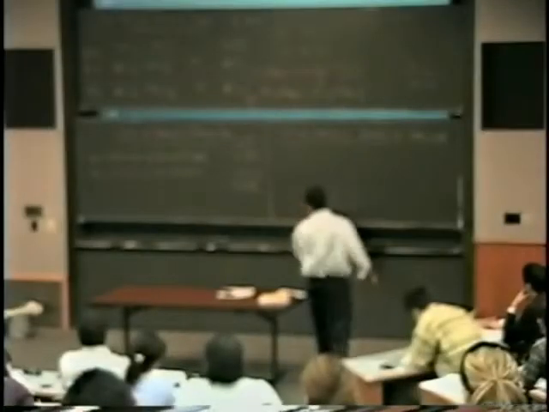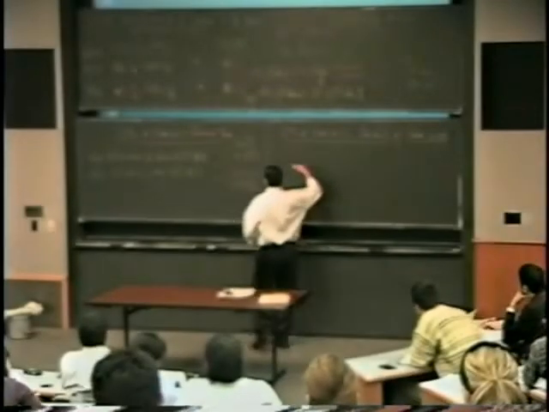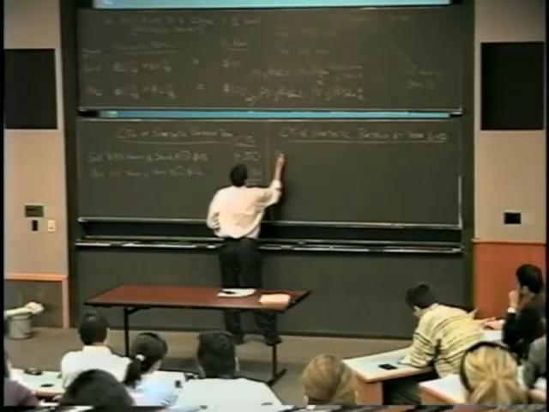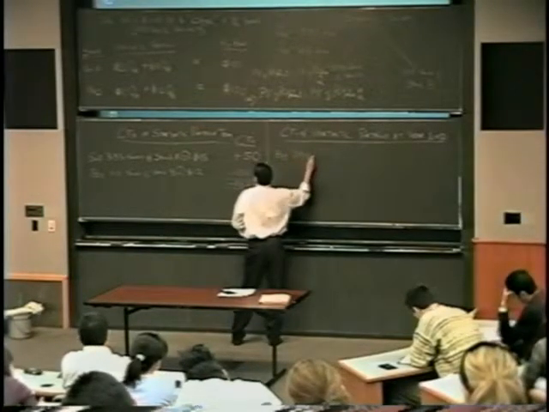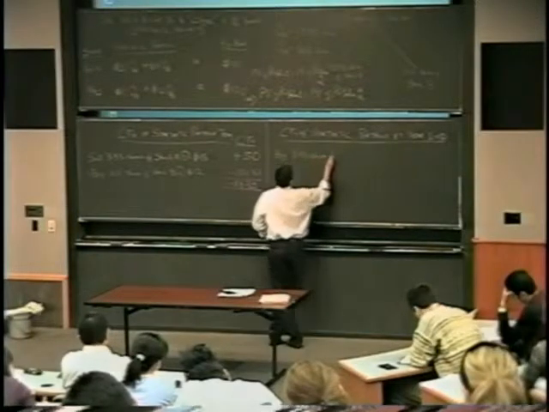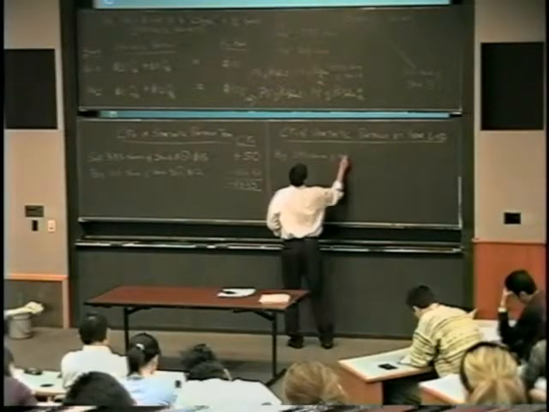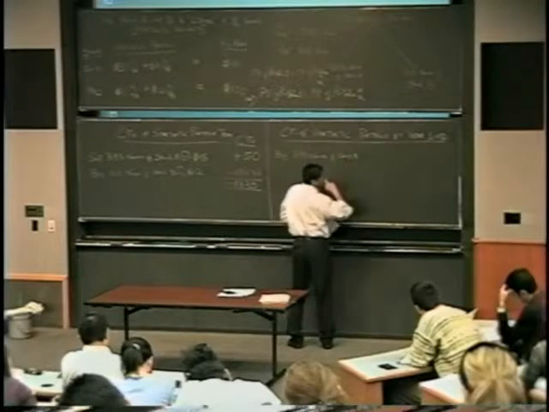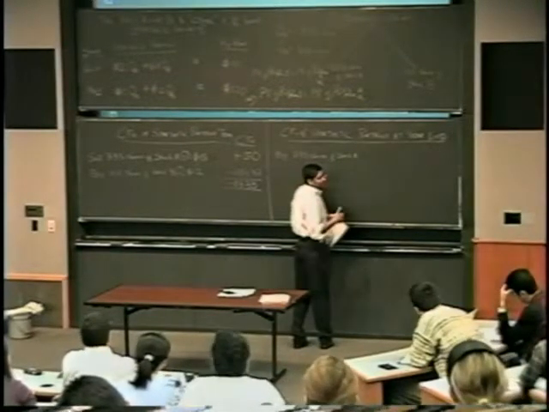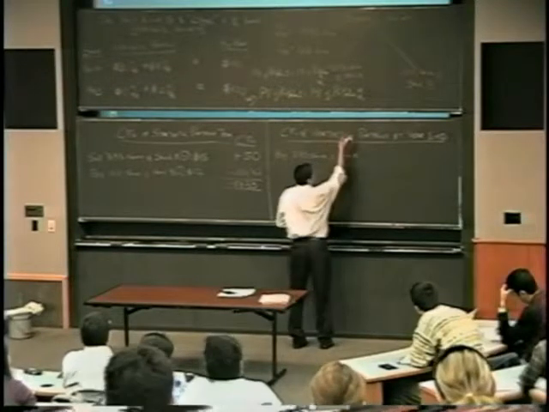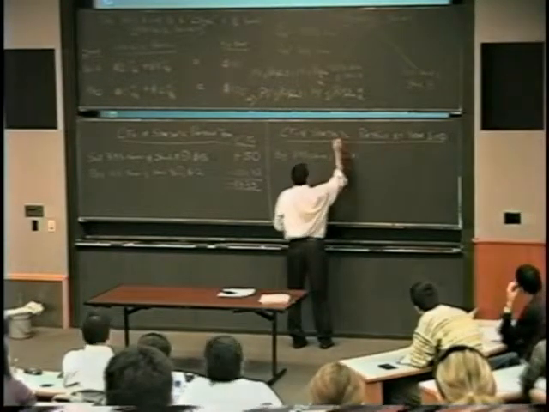I've sold 3.33 shares, so I want to close up the position at the end of the year by buying 3.33 shares of stock A. Now, there are two possibilities. You can have a good state of the world and you can have a bad state of the world, right? Now, you can do this for either state. I want to do this for the bad state.